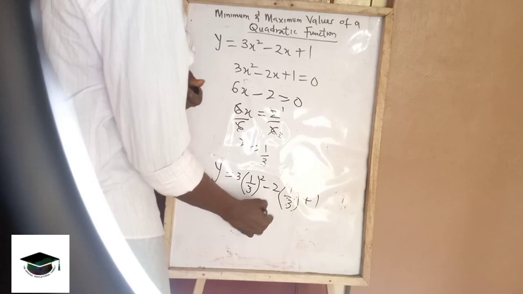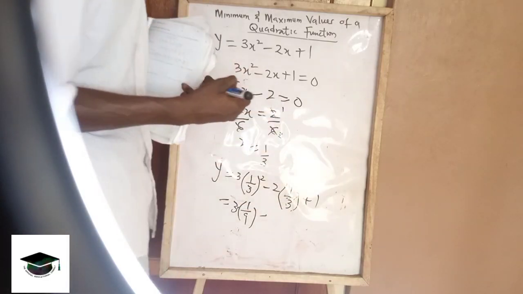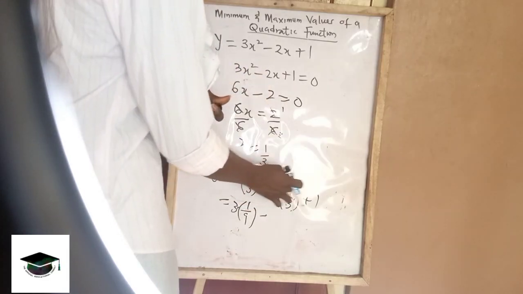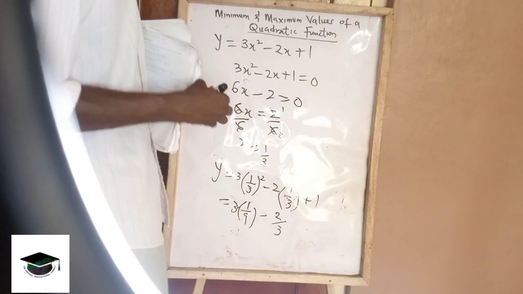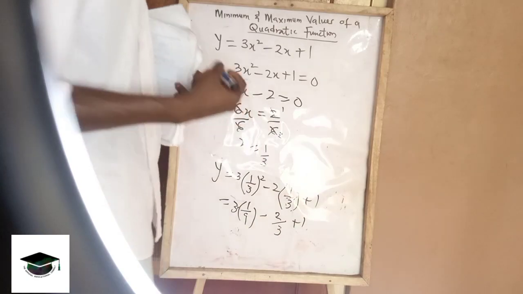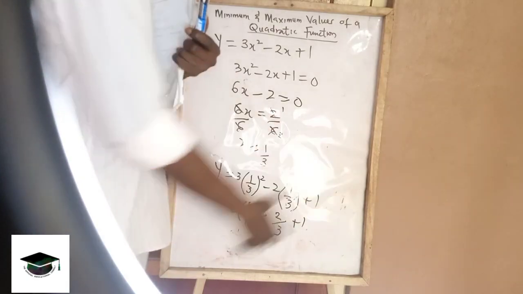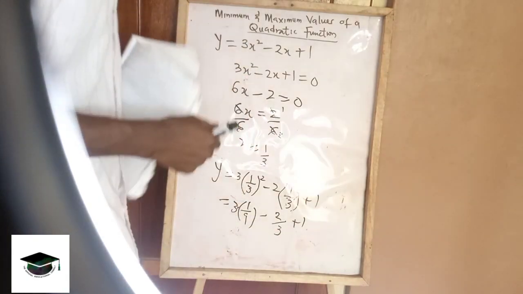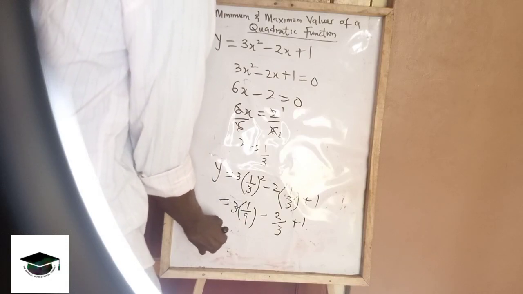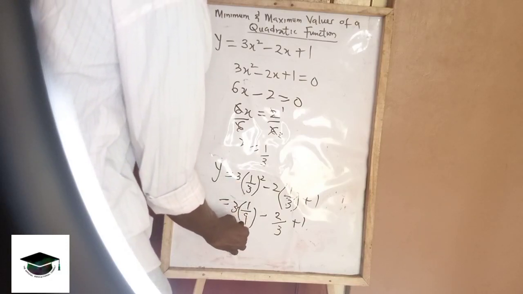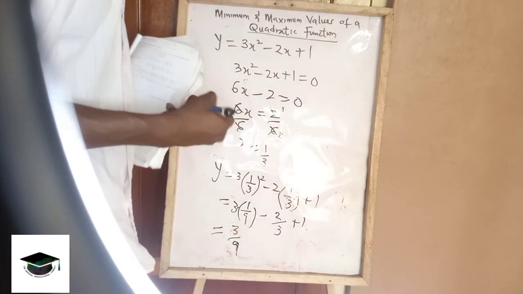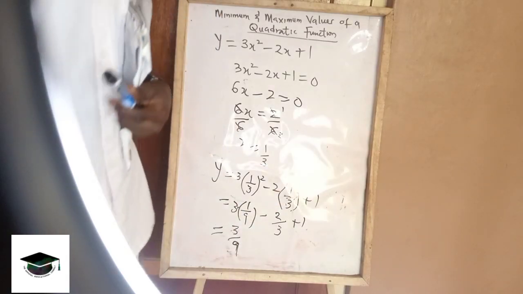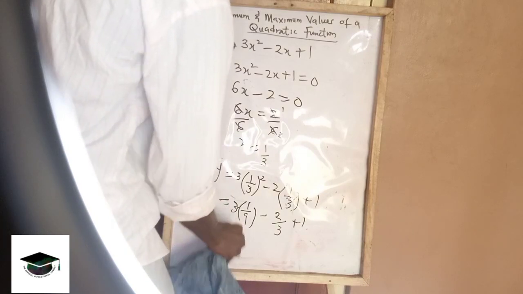Then minus, this one doesn't have any power, so we can just simply write 2 times 1 over 3, which is 2 over 3, then plus 1. So now having arrived here, let's also make this simple. Now 3 times 1 is 3 over 9, right? Or instead of doing that, we can actually make things simple for ourselves.